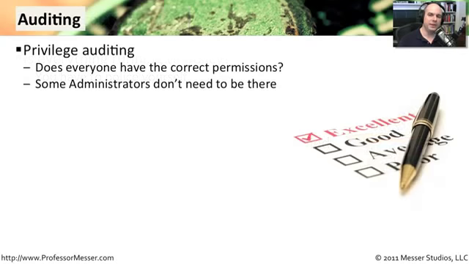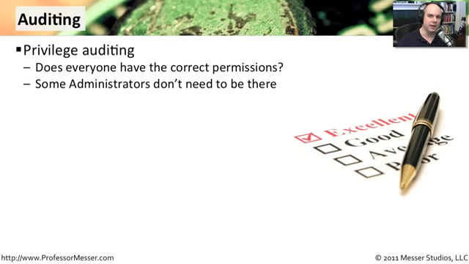There are different areas of auditing we should focus on. One is privilege auditing. We've talked a little bit about that, making sure people have rights and permissions to the areas they should have. And if they should not have those particular rights, make sure they don't have those rights. We've already talked about the different administrators that might be on your network, making sure that people who are administrators or not administrators are configured properly.